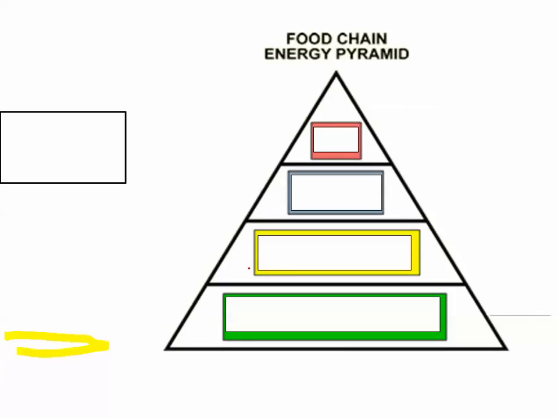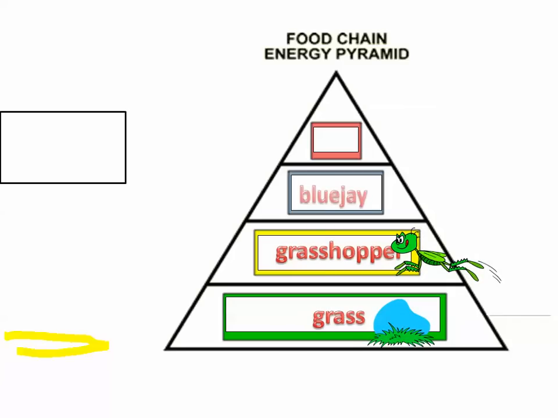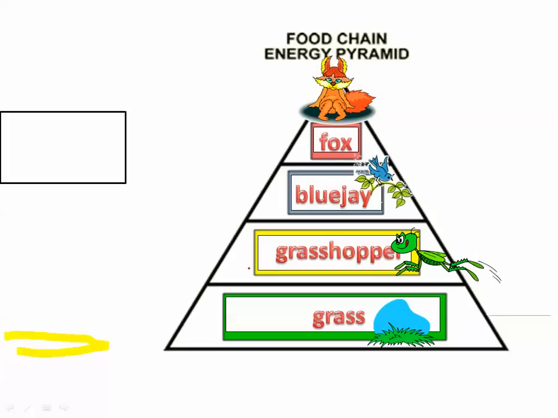Then we get to the famous energy pyramid. You'll see this in many different forms. Do a Google image search and see a whole bunch of these. So a lot of things are going to get covered in this diagram. And so let's take a look really quick. So we got grass. Grasshoppers maybe eat the grass. Blue jays may eat the grasshopper. And then foxes may eat blue jays. That's a really awkward picture of a fox. But anyways, I hope it works out.